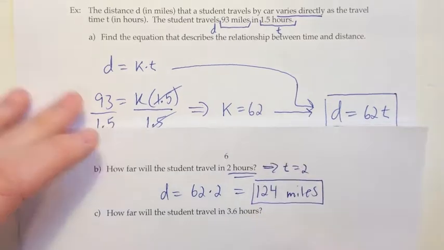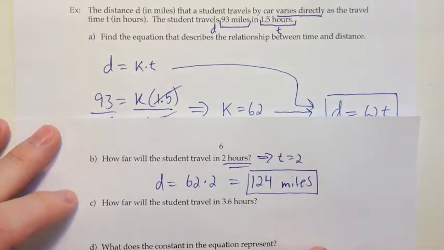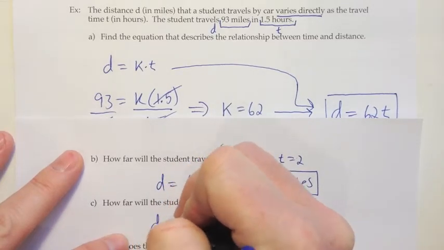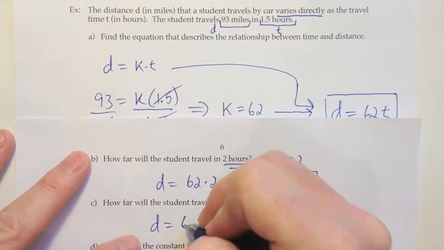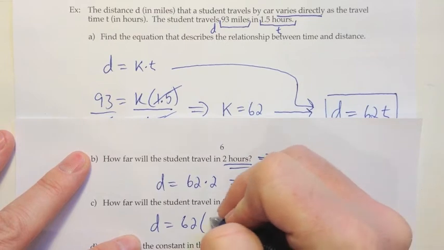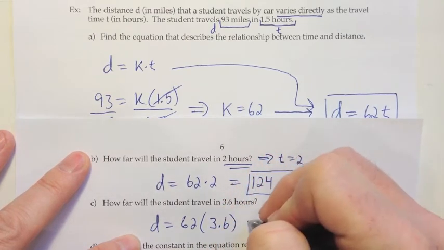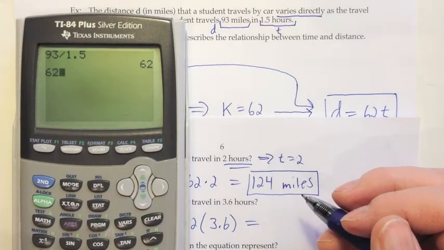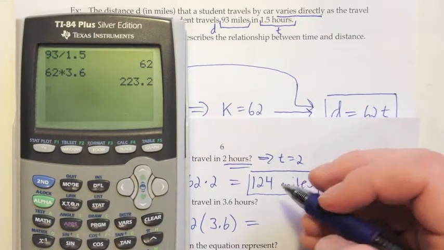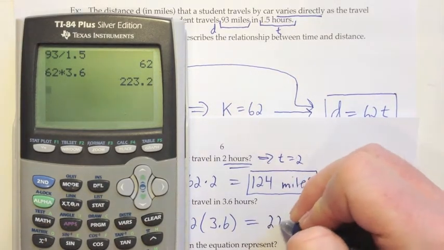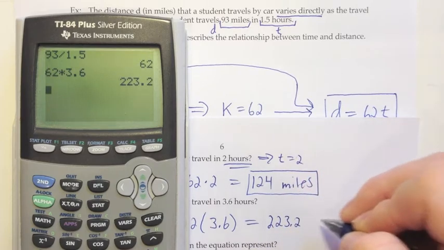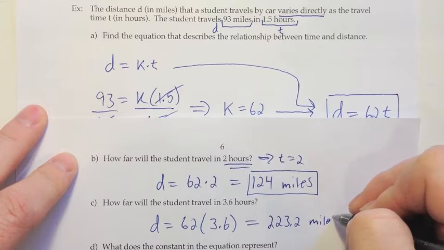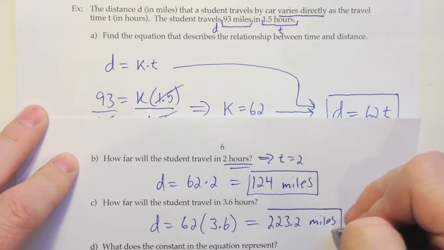And then very similar, they ask us another question, how far would they travel in 3.6 hours? So we just substitute that in now, and we get d equals 62 times 3.6. This one's a little bit messier, so I'll go to the calculator for that. 62 times 3.6, we get 223.2. That's still a distance, so that would still be a number of miles, so I'll put the units on there. And that finishes that off.